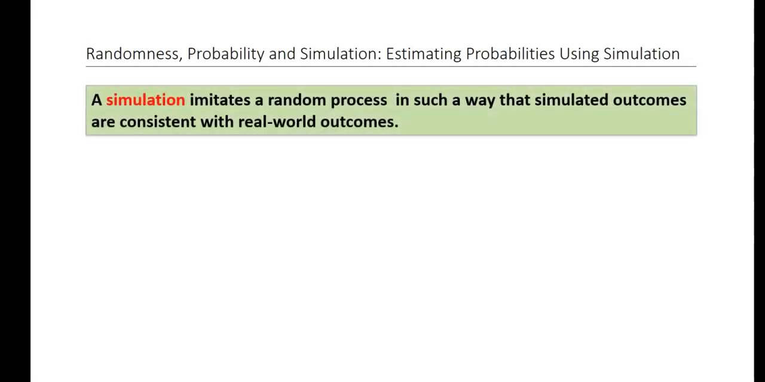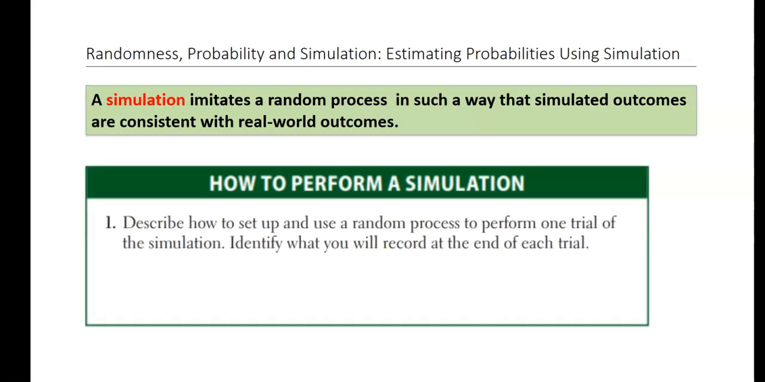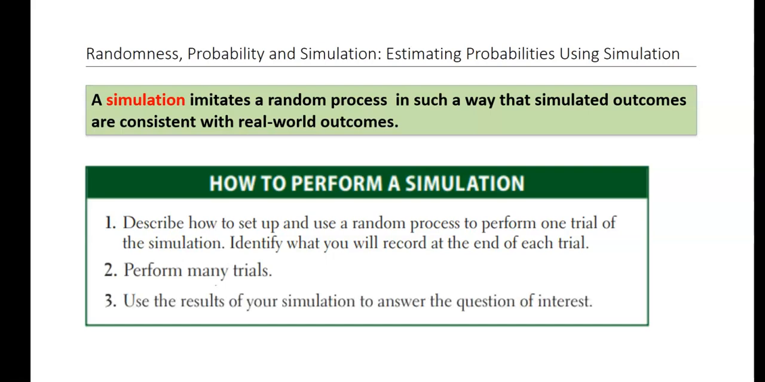Okay, so we talked about simulation yesterday. We at least introduced the idea again. It simulates a random process so that we get simulated outcomes that are consistent with real world outcomes, so they should be similar. Describe how to set up and use a random process to perform one trial. Identify what you're going to record at the end of each trial. This is important to do. You perform many trials, of course, if you want to do a simulation, and then use the results to answer the question of interest.